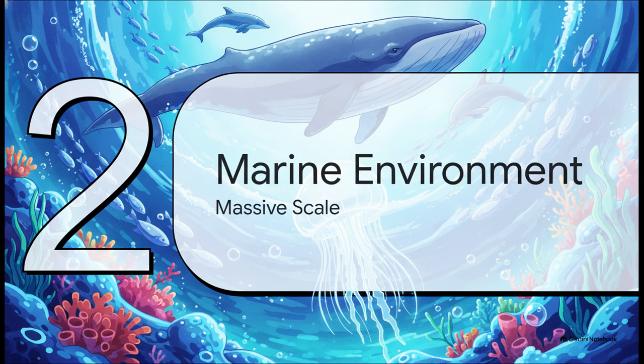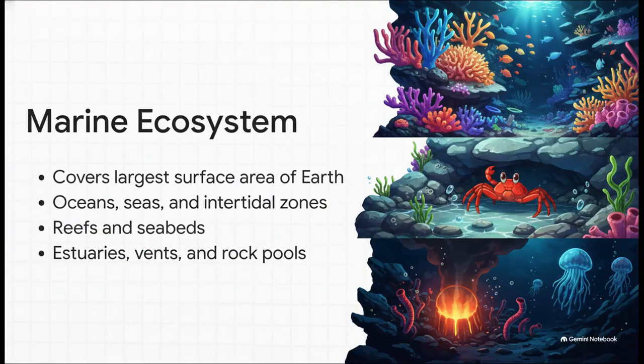Section 2. The massive marine environment. Let's zoom way out to the macro level. The marine ecosystem covers the largest surface area of the Earth. It is absolutely immense. And, it's incredibly varied, too. This isn't just open, empty water. We're talking vast oceans, seas, bustling intertidal zones, vibrant reefs, and deep seabeds.